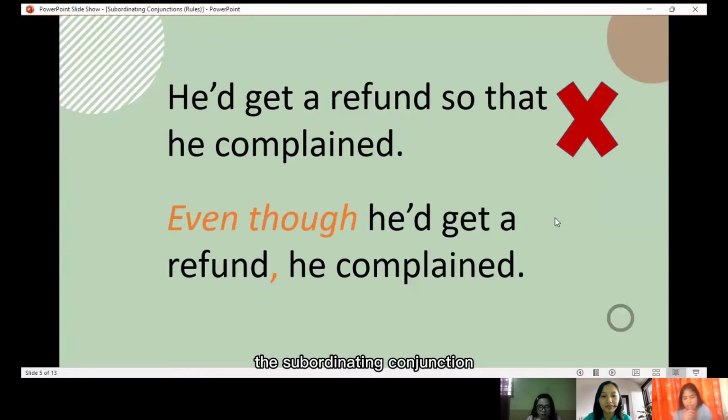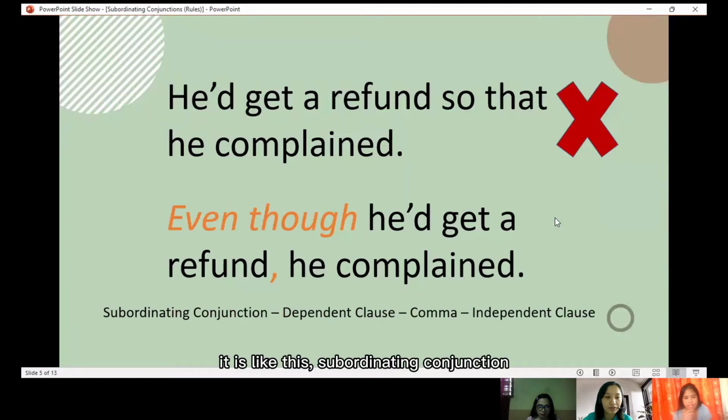The subordinating conjunction is even though. Then we put a comma after the dependent clause and before the independent one. It is like the subordinating conjunction, then the dependent clause, comma, and then the independent clause. Remember, when a dependent clause that begins with a subordinating conjunction falls at the beginning of the sentence, put a comma after the clause. It acts as an introductory clause.